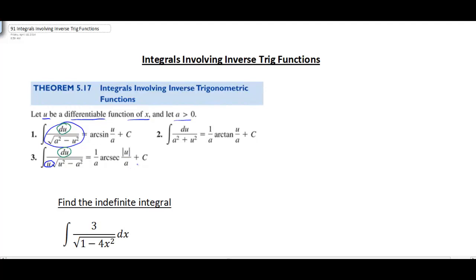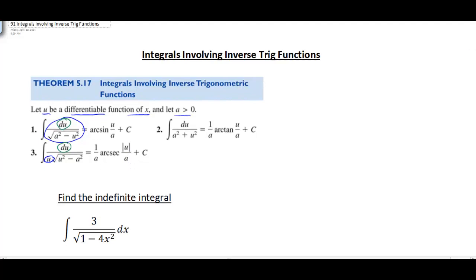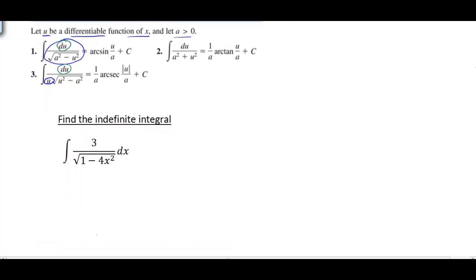So let's see if we can find the integral of 3 over the square root of 1 minus 4x squared dx. Now I'm going to maybe pause the video and see if you can determine which one of these integrals we're going to use, or try to set this up to match.